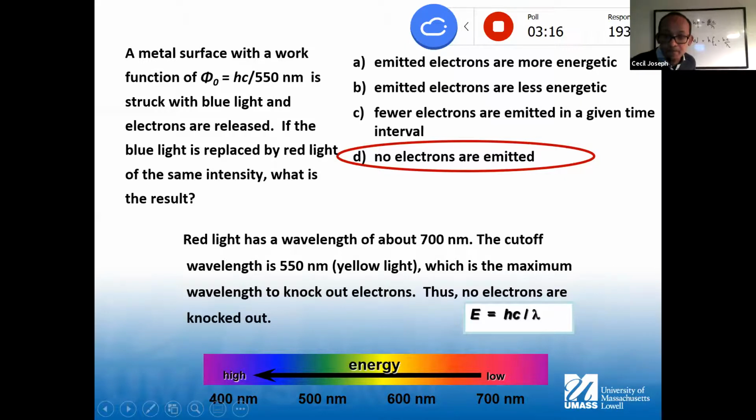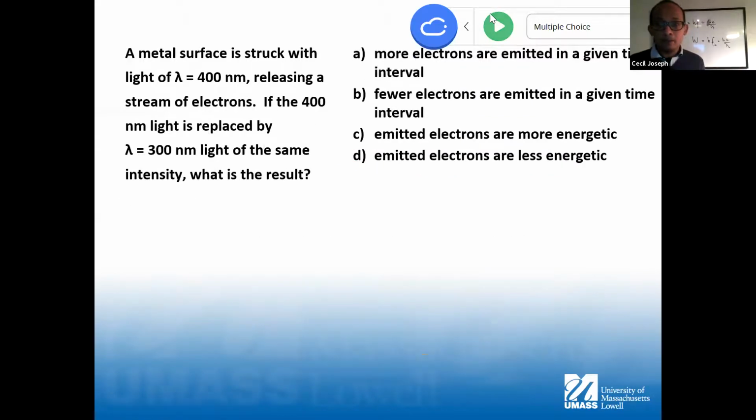Right? Does that make sense? Because it's basically telling you the work function is written in that form. And that is what this question is telling you. So red light has a wavelength of about 700, which is of course longer than 500. So red light will not be capable of emitting electrons in this case. Okay, I'm going to close that question and move on to the next one.